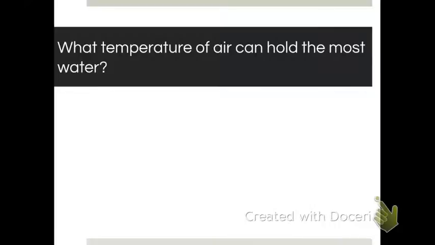So what temperature of air can hold the most water? I want you to just think about this for a second. What temperature of air can hold the most water, and why do you think that? Now, I'm not talking about specifically 42.5 degrees, but I'm just talking about warm or cold air. So take a moment and think, which one do you think will hold more water vapor, warm or cold air? Okay. If you thought in your head that warm air can hold the most water vapor, you are correct. So warm air. So I'll just put warm.